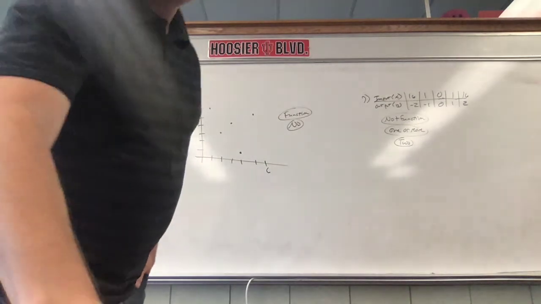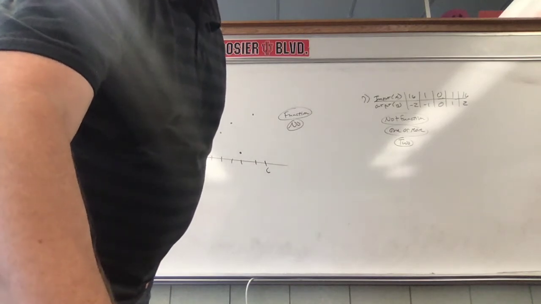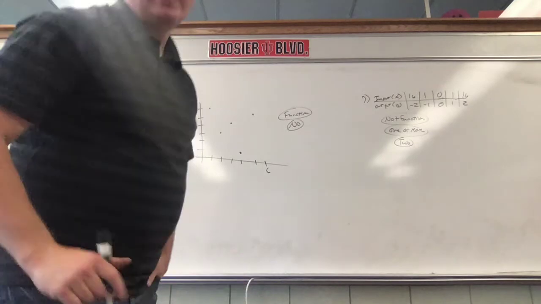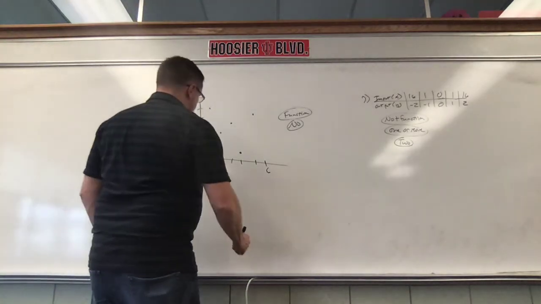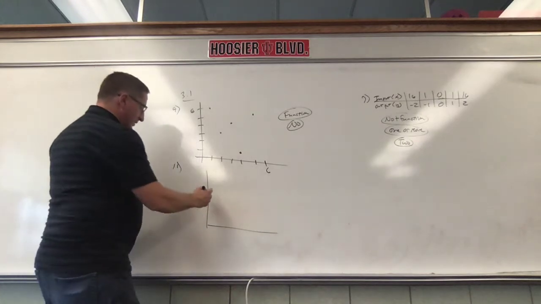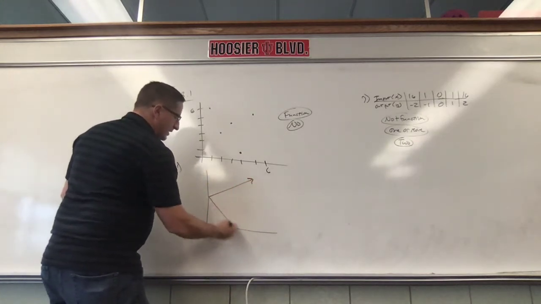Number 11. Okay. Is this a function? Okay. I'm not going to draw this perfectly. Okay, you can look at it on your computer. They give us something like this. It goes like this, and it goes like this.